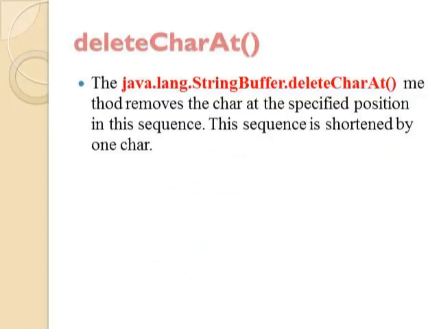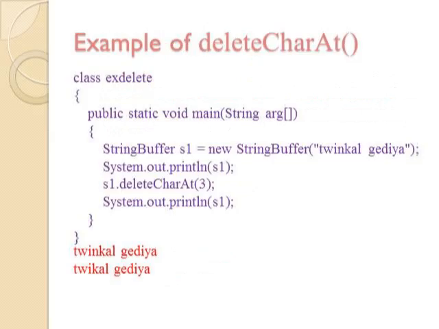deleteCharAt. At a particular position, delete the character. Give the index you want to delete in deleteCharAt. T is at position 0, W is at 1, I is at 2, and N is at 3. N is deleted. You see in the output that N is deleted.